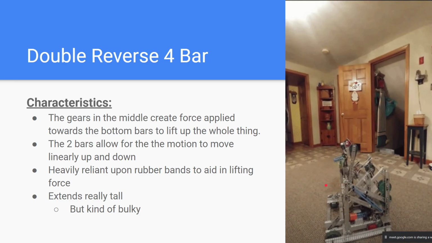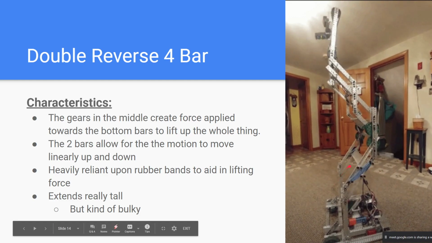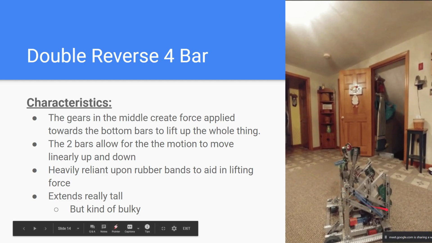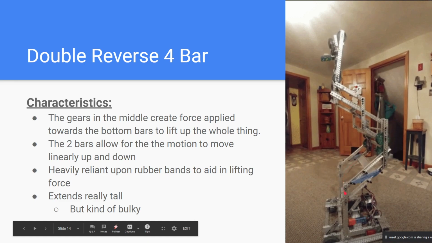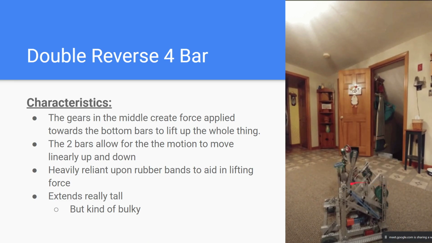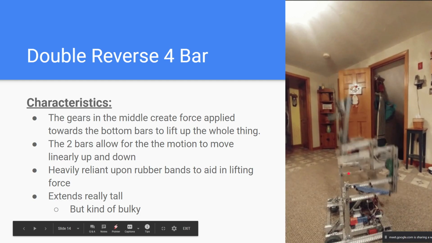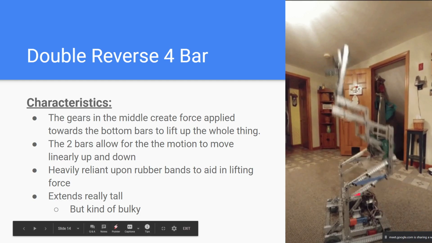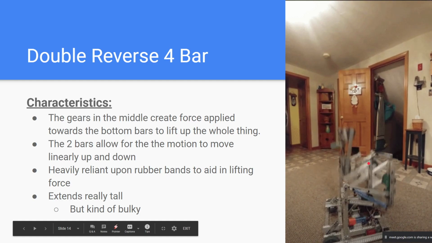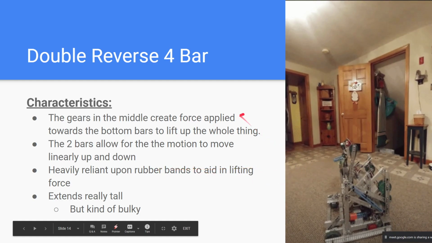Also, it's really blurry. But there are rubber bands here. It relies on rubber bands to help it lift up. So yeah, rubber bands give it some more force to help lift it up and keep it up. So it's pretty cool.